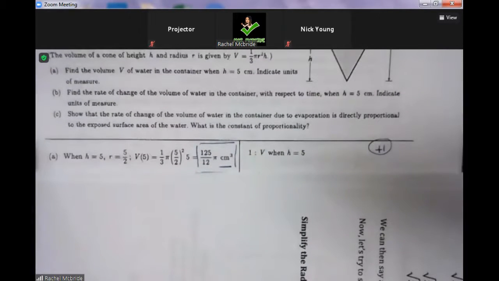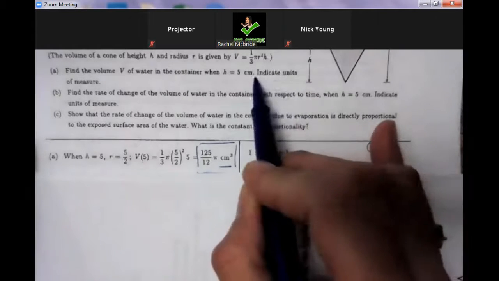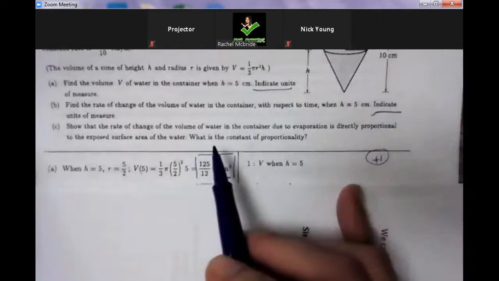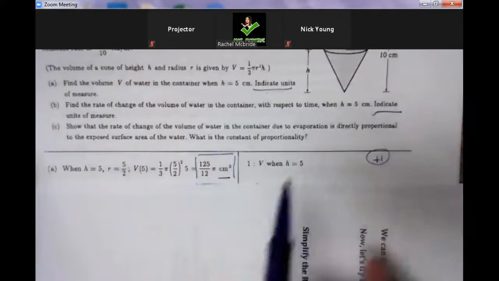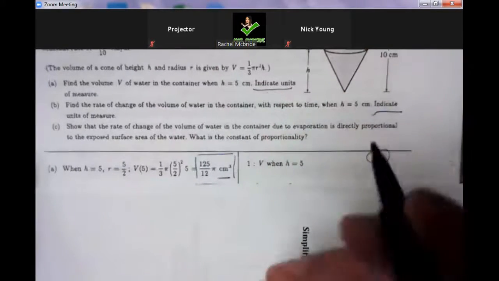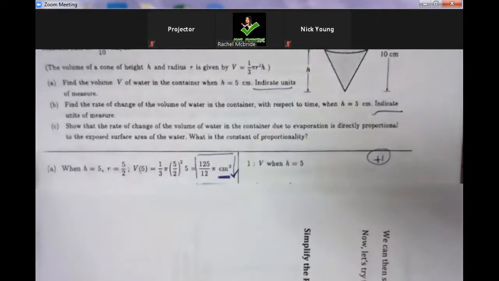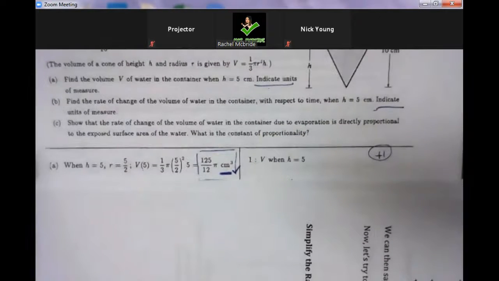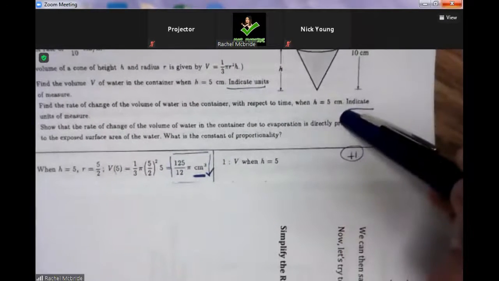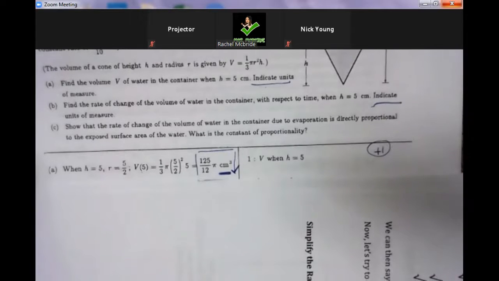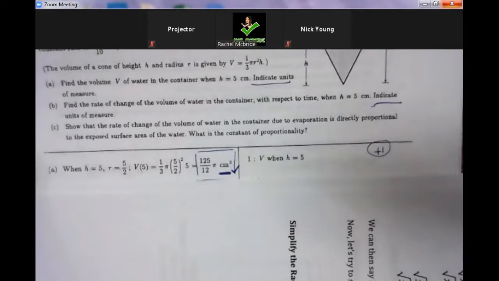It said find the volume, indicate units of measure. So you're going to notice it says indicate units of measure here. That is only going to be worth 1 point overall. So if you had centimeters cubed, put a little check mark, but you haven't earned your point yet, because the units from part A and the units from part B are going to earn you the whole point. So it's kind of like earning half a point, but they don't do half points. So if you had centimeters cubed next to that answer, you're good.